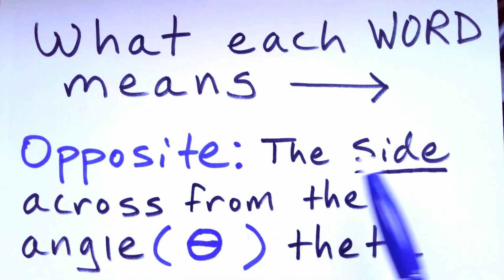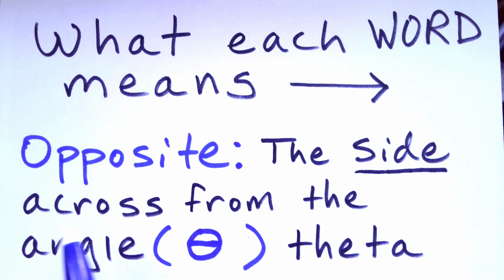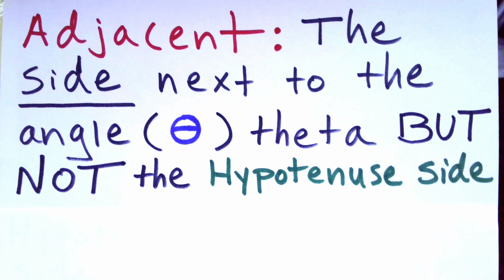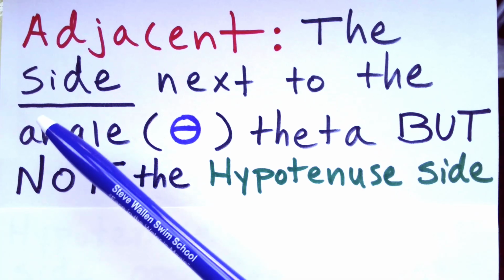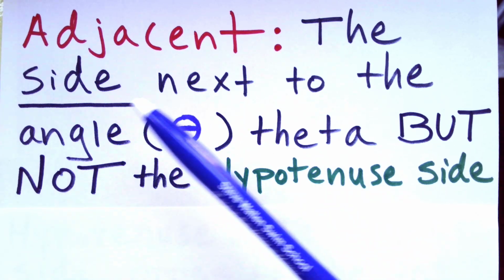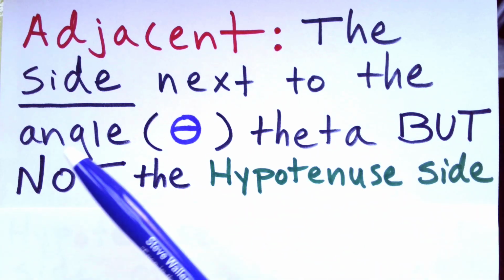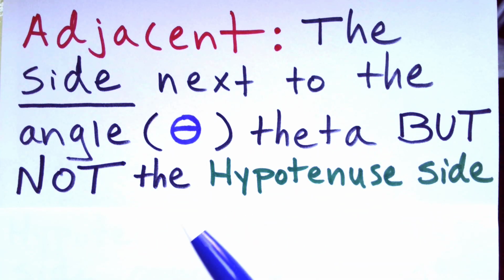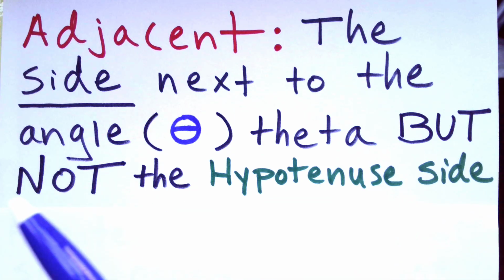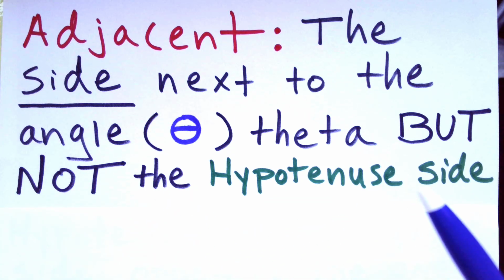Opposite. So that's the side of the triangle across from the angle or the theta that is being focused upon. All right, adjacent. The side next to, right, the side of the triangle next to the angle theta, or your target angle. But it's not the hypotenuse side.